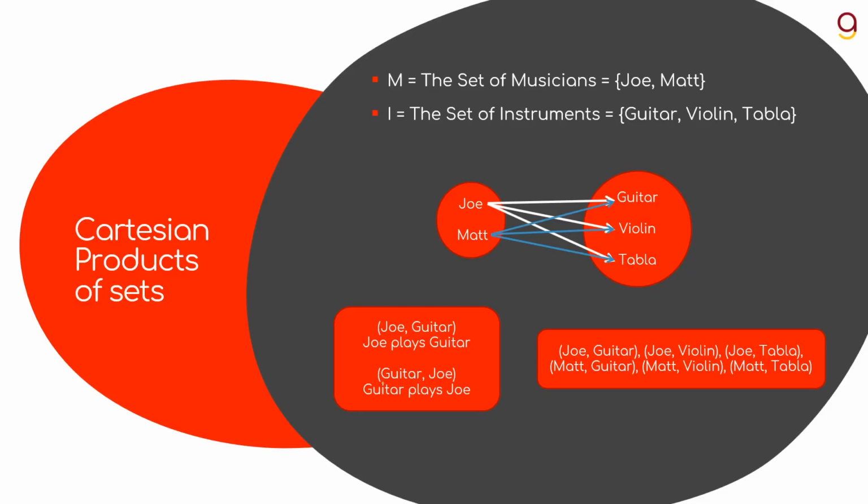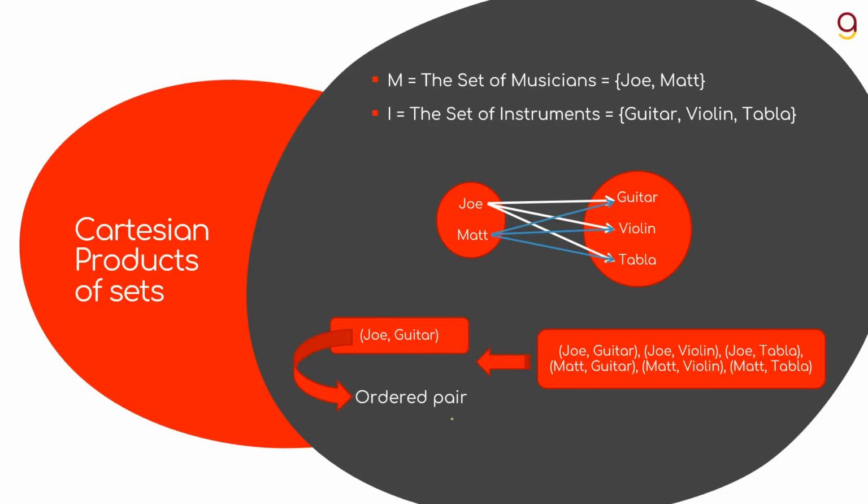Now if we write (guitar, Joe), it will mean that the guitar plays the musician Joe. Is this relation correct? Definitely no. So we cannot write guitar as the first entry and Joe as the second entry. So we can conclude that the order of elements within the round bracket matters. Therefore, a combination of musician, instrument is called an ordered pair. Ordered pair implies that the order matters and it is represented using round brackets.